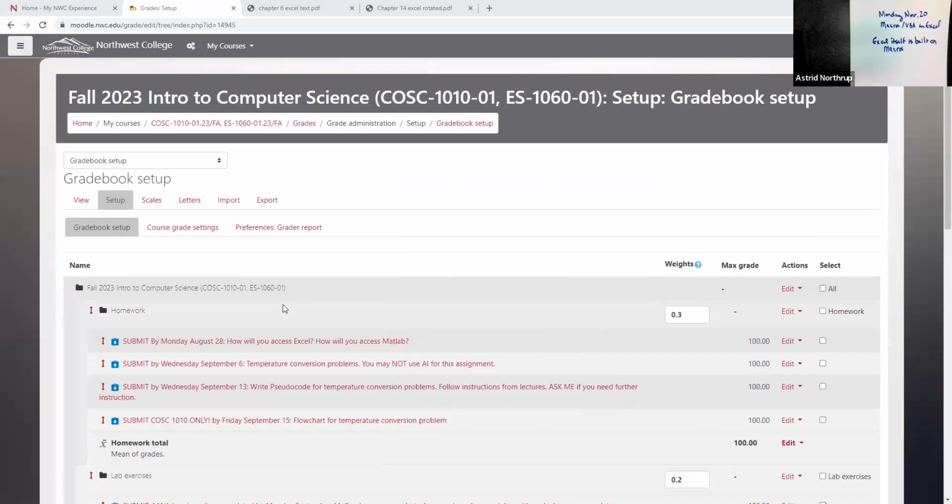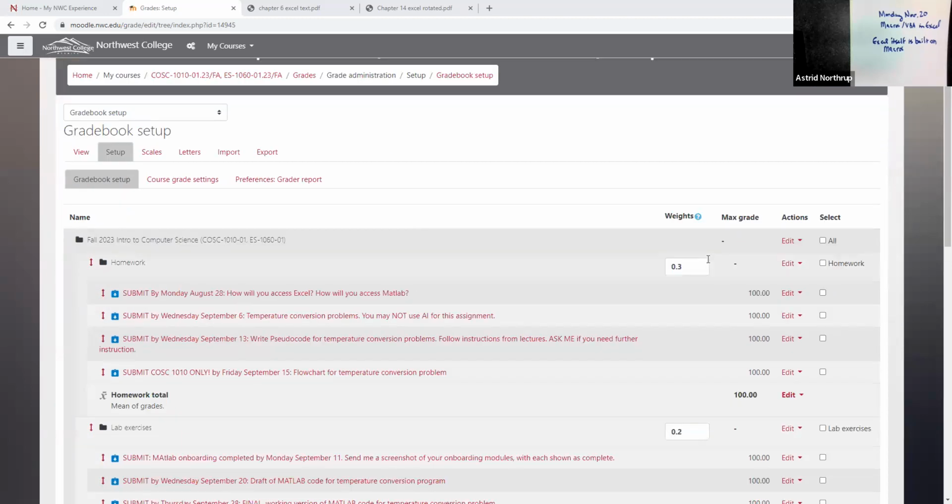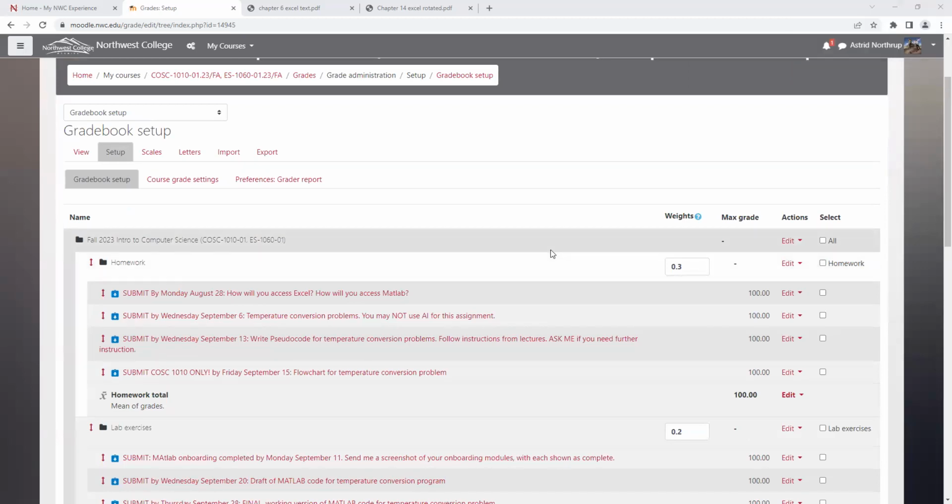Now, here's the deal: homework altogether is worth 30% of your grade. Can you see that? The weights, 0.3 and so forth? Where would that be at? I'm sharing the screen. Okay, yeah, I see it now.